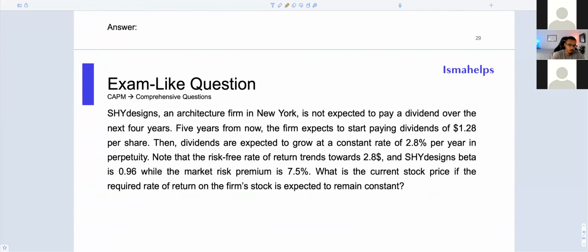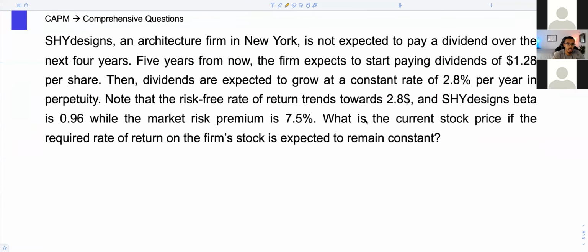Okay, let's do this one. This one's pretty straightforward, but it does tackle some stuff that we've done in the past. So let's check it out together, and then we're gonna jump into some market efficiency stuff.